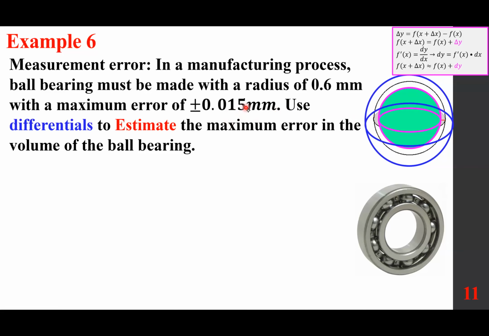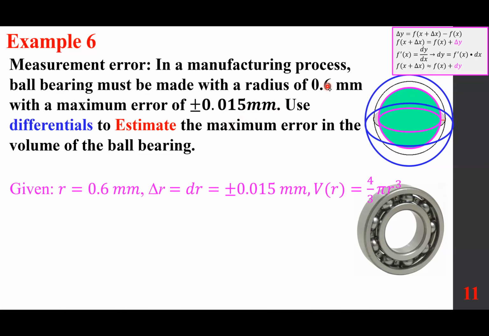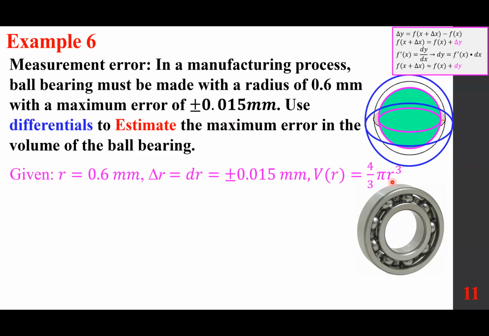So this is your delta R or dr. This is your R, and the formula for the volume, we've seen it quite a few times by now, and we should know that. Let's see what we are interested in. So the volume is 4/3 pi r cubed. We are interested in finding dV. So therefore, let's differentiate, everybody.